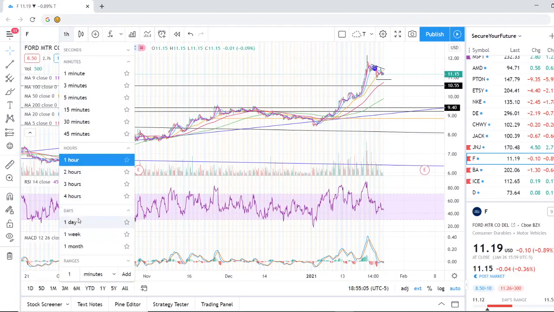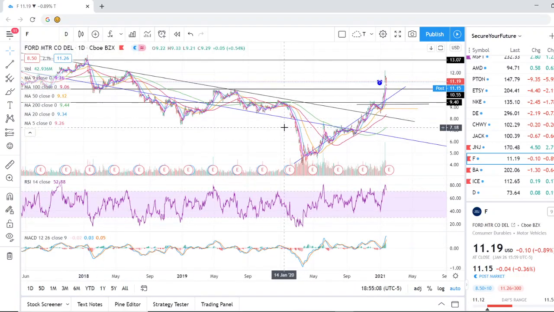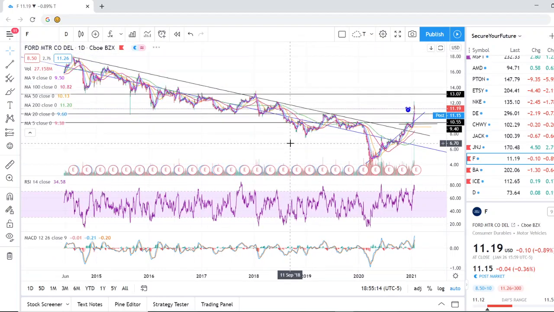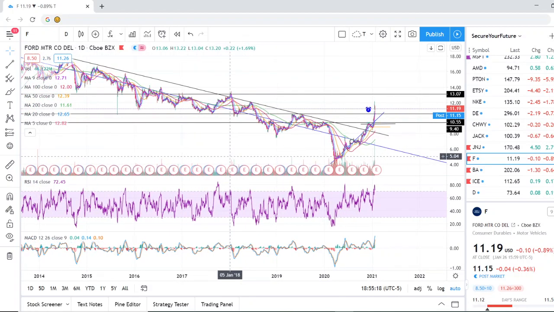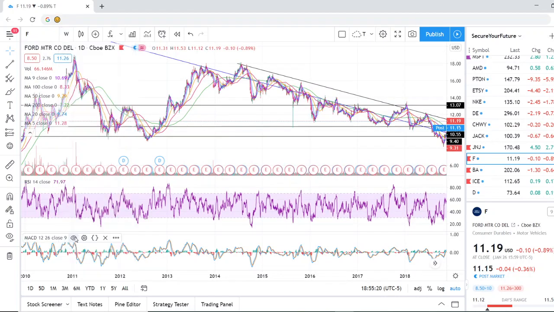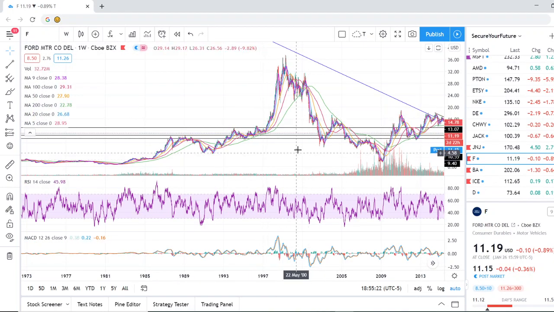Same thing with Ford, again with the shorts. I am not a bearish person, you guys. I am very bullish. I'm 50-50. Anyways, I think we go in on a weekly.